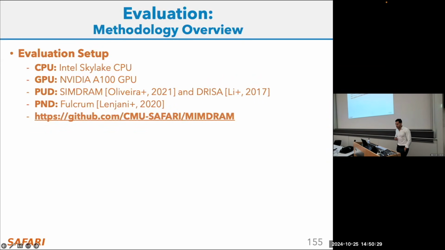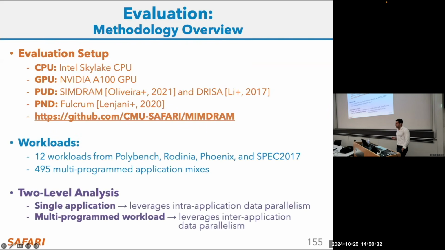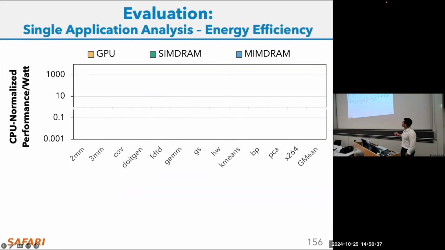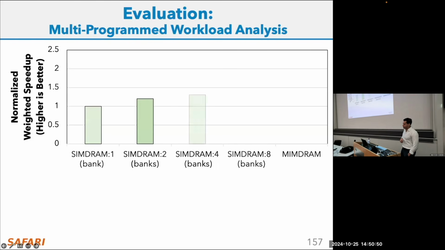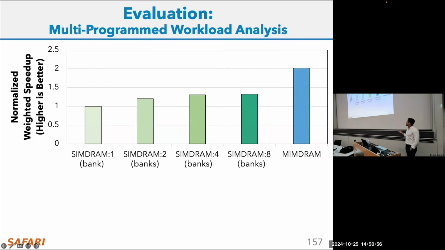So we again evaluate this using the gem5 simulator, using 12 workloads from 4 benchmark suites. So in terms of performance and efficiency, when you are executing those 12 applications, we see that MIMDRAM significantly outperforms the CPU, the GPU, and SIMDRAM. And if you have multiple applications executing at the same time, MIMDRAM can outperform SIMDRAM, because now we can execute those multiple applications across the different DRAM mats of a single DRAM subarray instead of having to spread those applications across different DRAM banks.